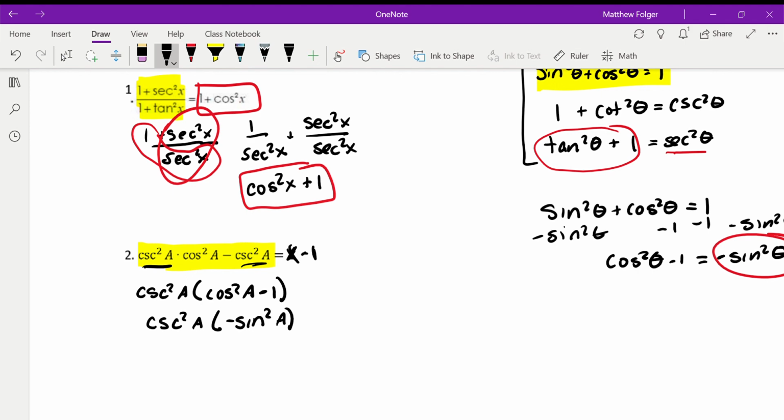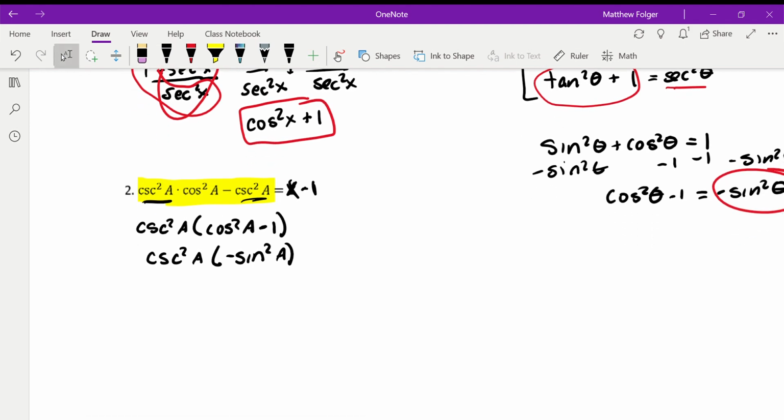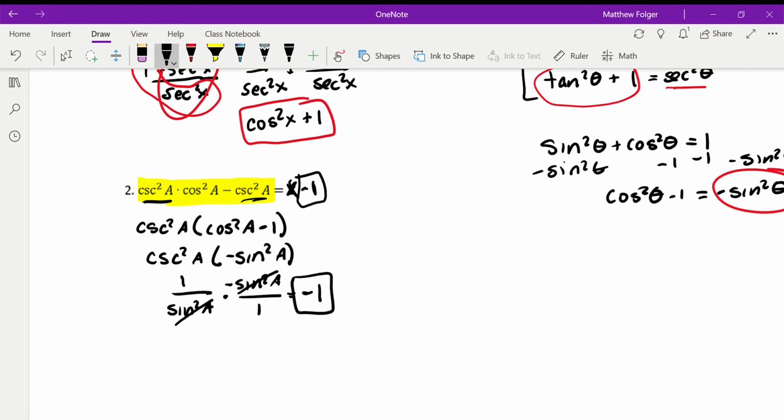Last step, turn everything into sine and cosine and see what cancels. So this is 1 over sine squared a. This is negative sine squared a over 1. And you probably noticed these cancel. All that's left is a negative 1, which is what we wanted here. So there are the solutions.